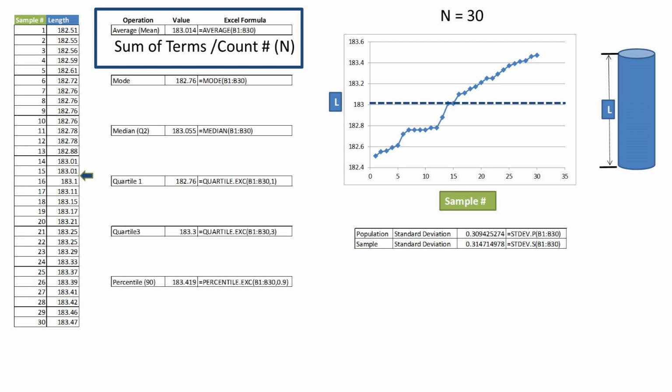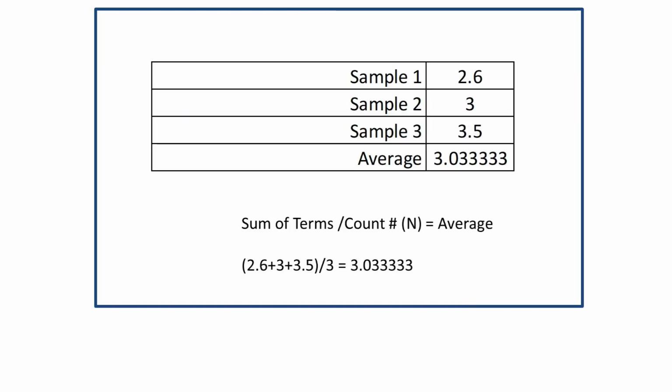I have placed an arrow on the data and a line on the graph to indicate its location for your reference. To go over a simpler example, here's a 3-sample example. We take the sum of the values of the 3 samples, then divide by the number of samples, which is 3, and get the displayed answer.